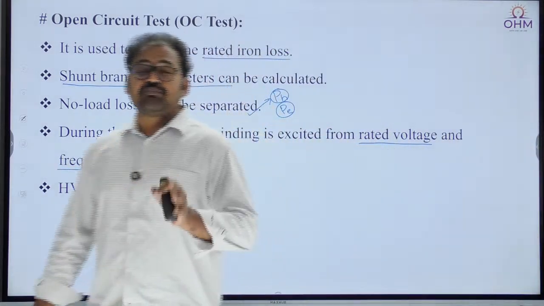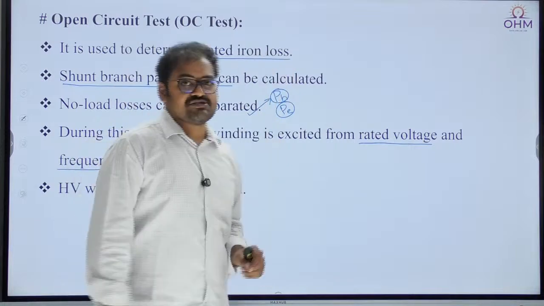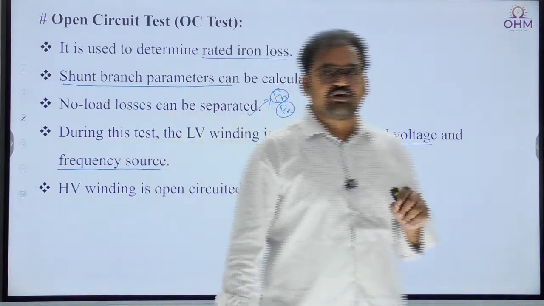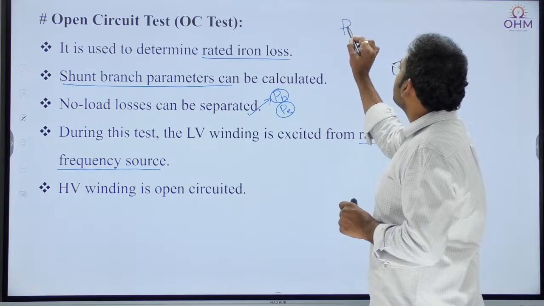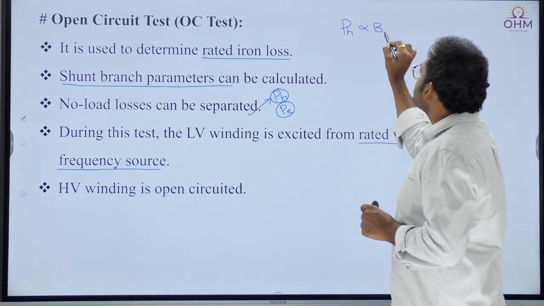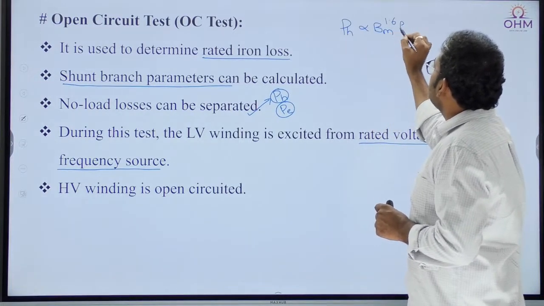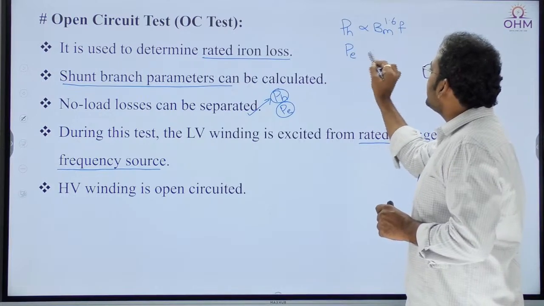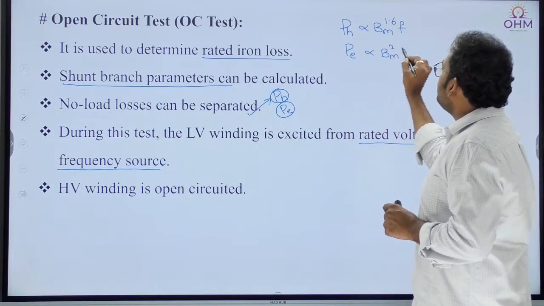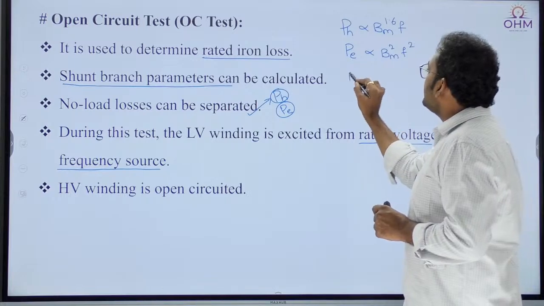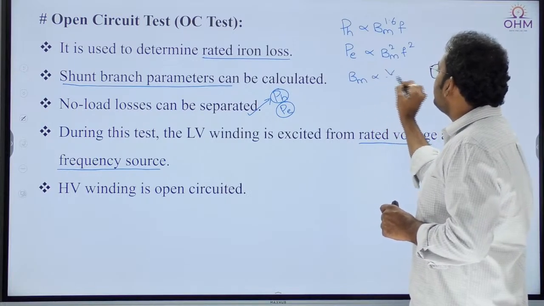Okay, remember the purpose of the test is to determine iron losses. Iron losses are two types, hysteresis loss and eddy current loss. What is the formula for hysteresis loss? Bm power 1.6 into F. Eddy current loss is proportional to Bm square into F square, and Bm is proportional to V by F.